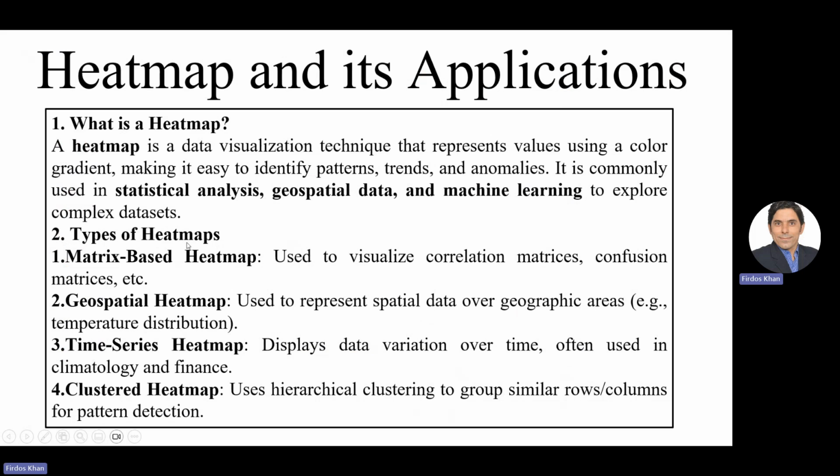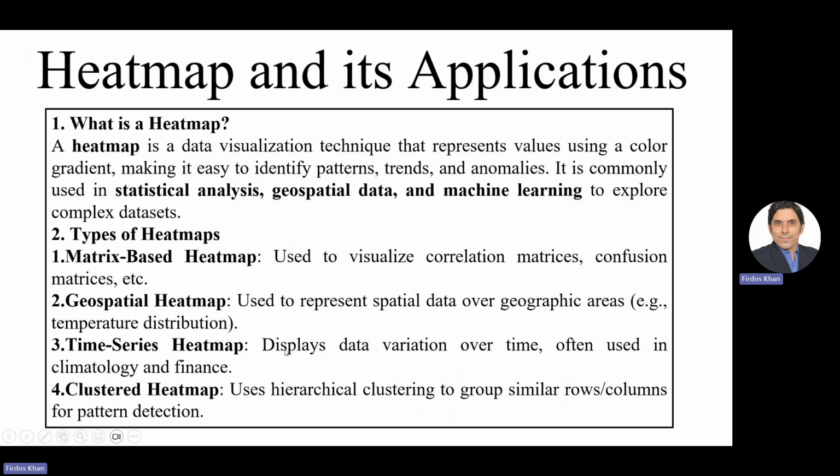And now types of heat maps. Matrix-based heat maps are used to visualize correlation matrices, contribution matrices, and so on, which we normally use in the data science process and machine learning. A spatial heat map is used to represent spatial data over geographic areas, for example temperature distribution. If you have the temperature data and you know the area, you can plot this and get some nice information about the distribution of temperature.